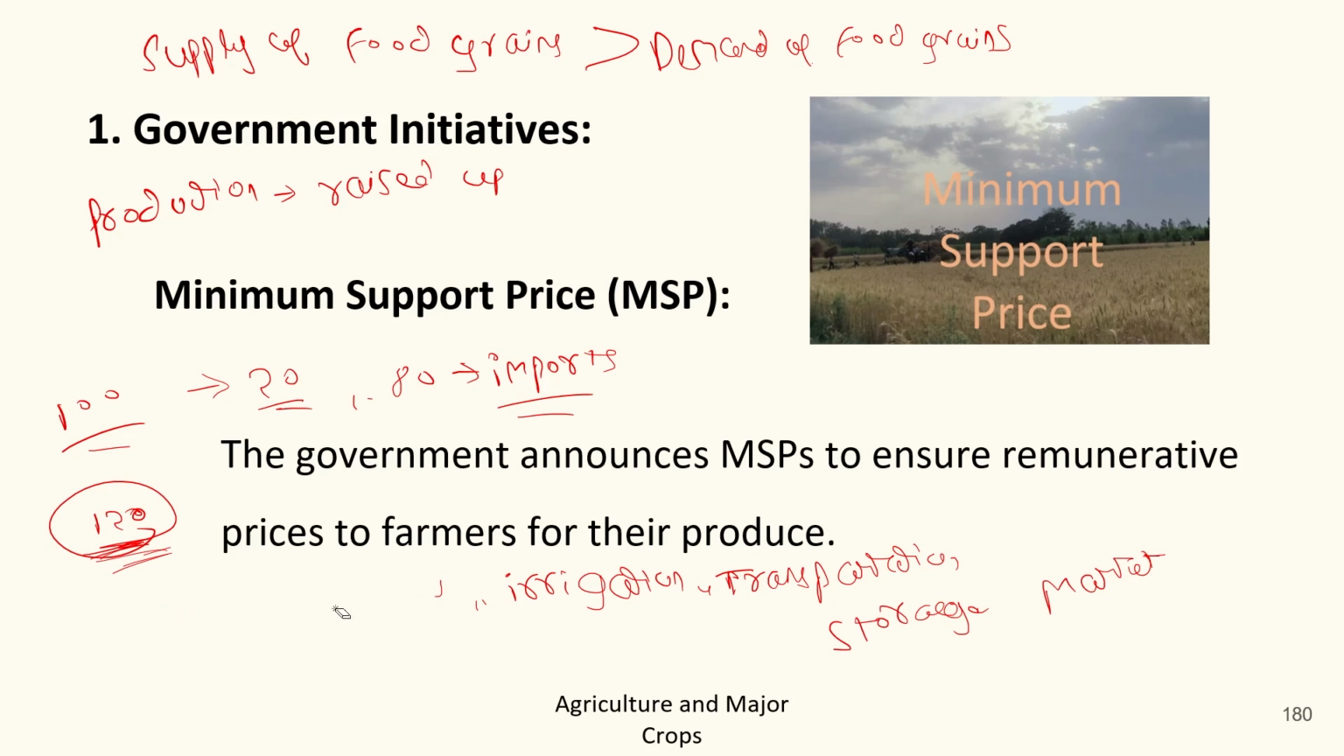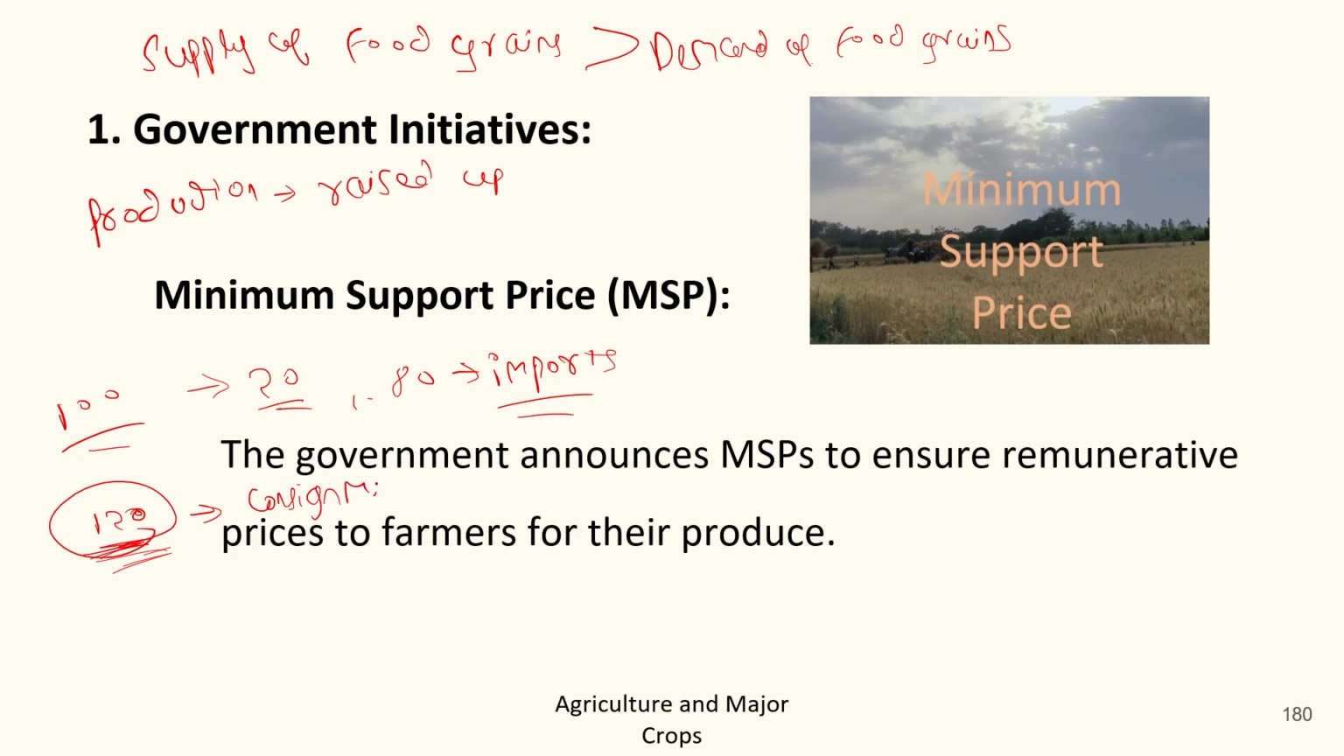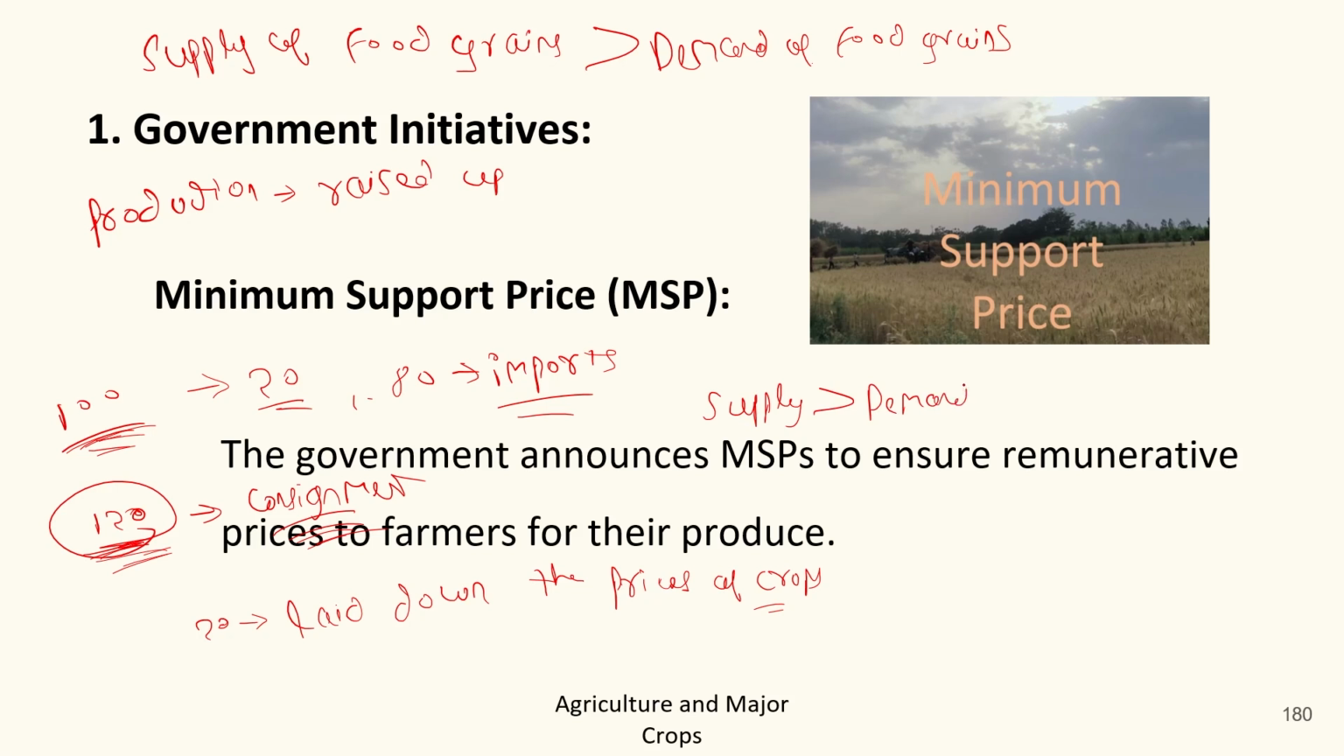Here you can see we only had a demand for 100 units, but 120 units were supplied to the market. These excess 20 units pulled down the prices of crops. Basically, only 100 people are demanding food and there is food for 120 people. Whenever supply overcomes demand, the price always goes down.